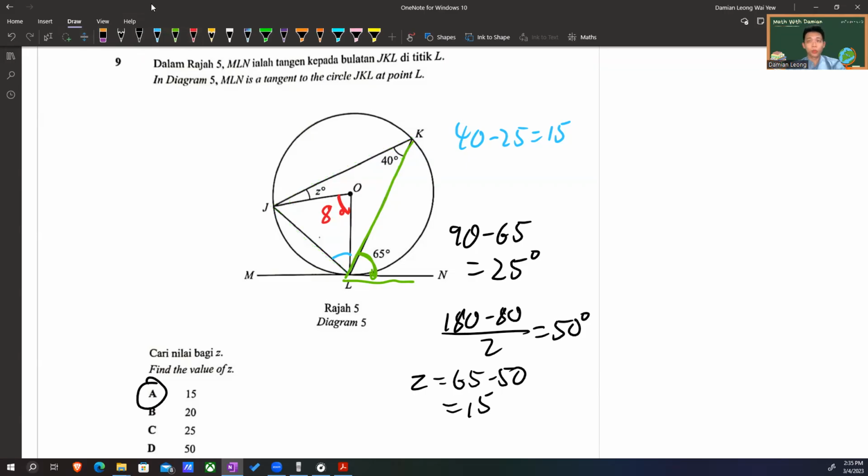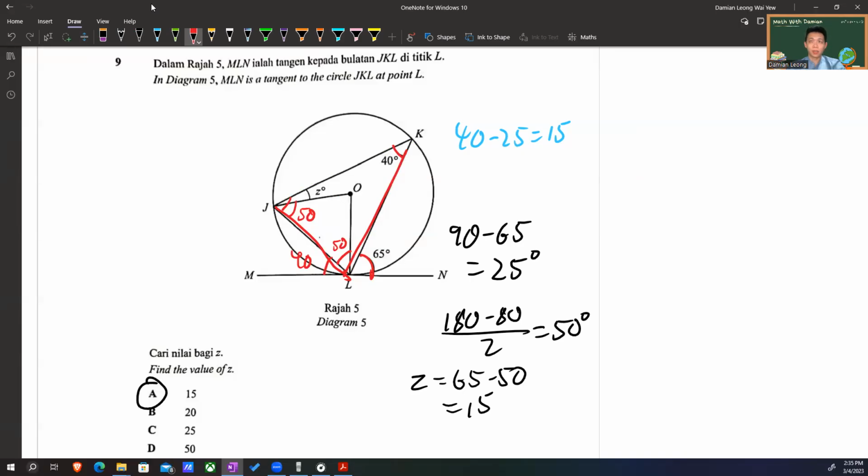Just to show you, if I don't want to do that also, I can even use angle in the alternate segment from this. So here I know it's 40. Then here I know 90. So 90 minus 40, 50. So here would also be 50. Then use angle in the alternate segment this side, also 65 minus 50.